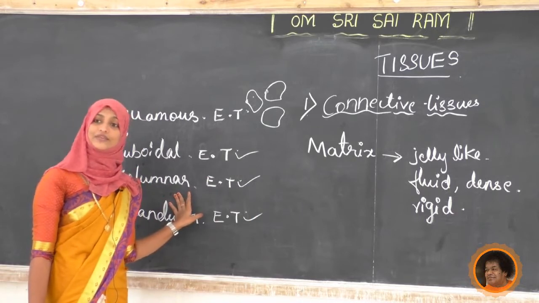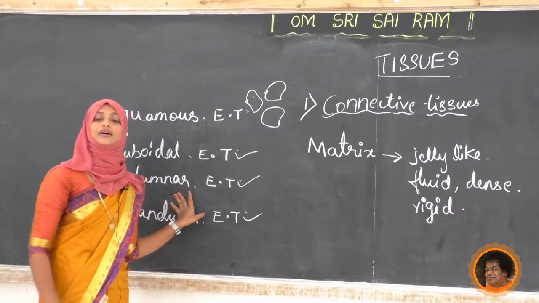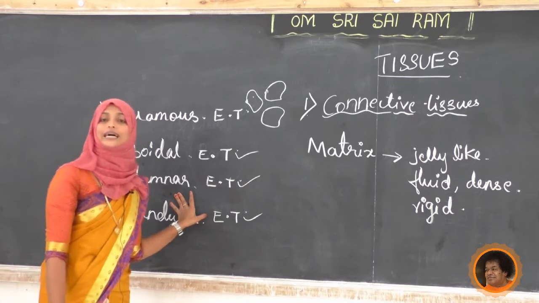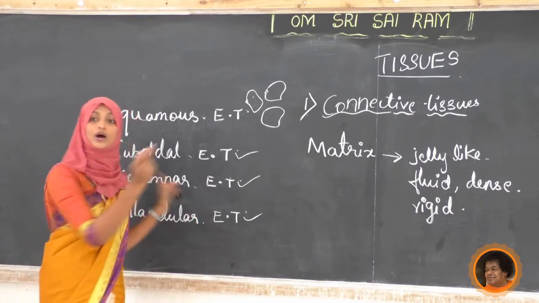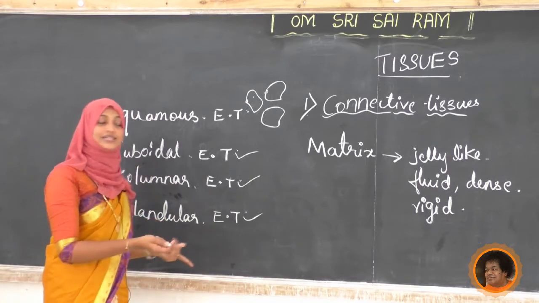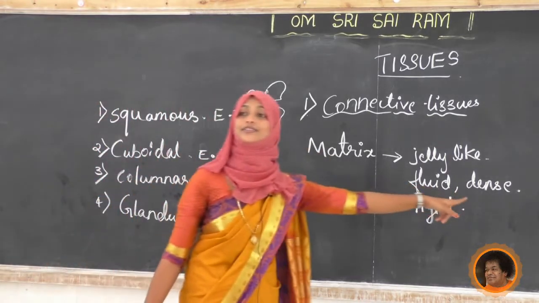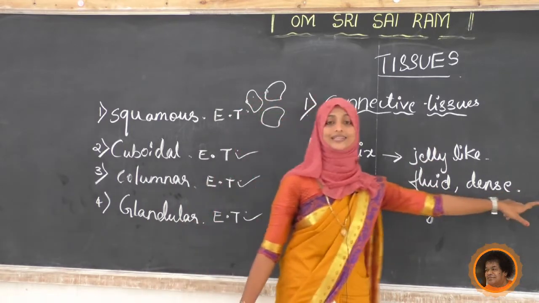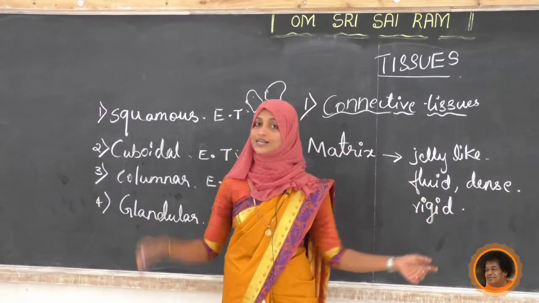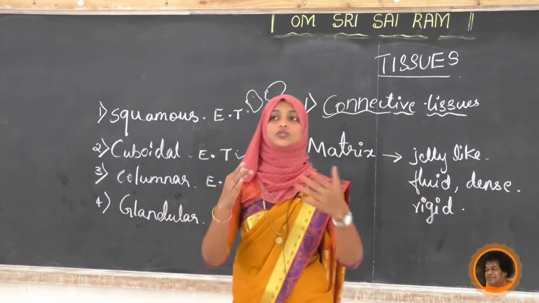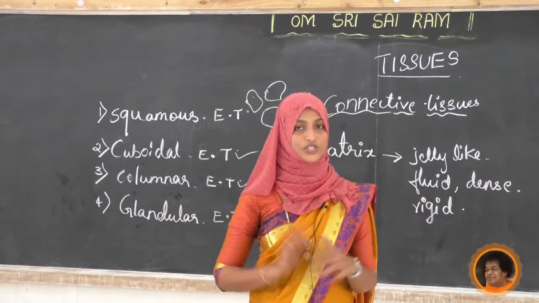Sometimes they will ask in the exam to write the types of epithelial tissue based on shape and function. That time you have to write this. Otherwise, if you go by the layers of tissues, you have to write simple and stratified. That is different. So we have completed epithelial tissues also.